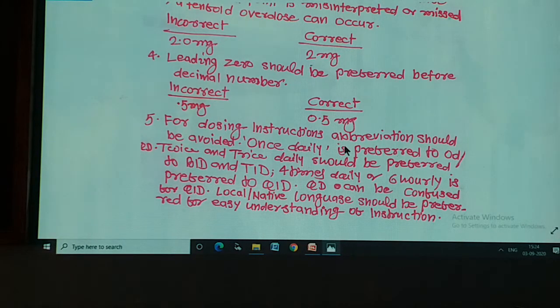The next point is that for dosing instructions, abbreviations should be avoided. Once daily is preferred to OD, and twice and thrice daily should be preferred to BID and TID. Four times daily or 6 hourly is preferred to QID. QD can be confused for QID. Local and native language should be preferred for easy understanding of the instructions by the patient.